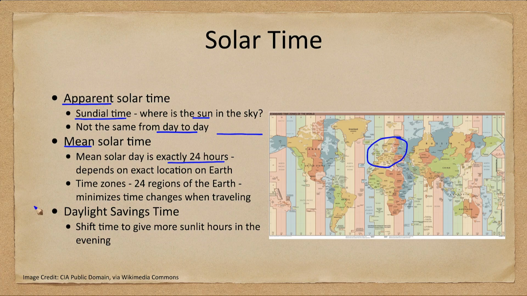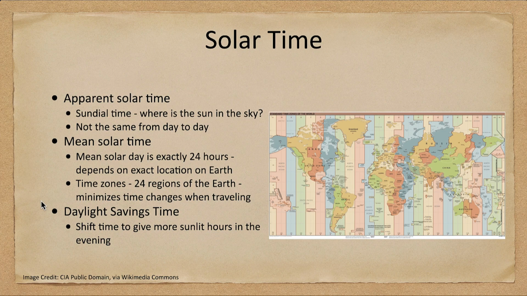And then we also mention daylight savings time. And all this is a shifting of the time to put sunlit hours in the evening. It really actually has nothing to do with astronomy, so we really won't look at it anymore here. It just is a shifting. It doesn't change anything. It isn't based on anything astronomical.